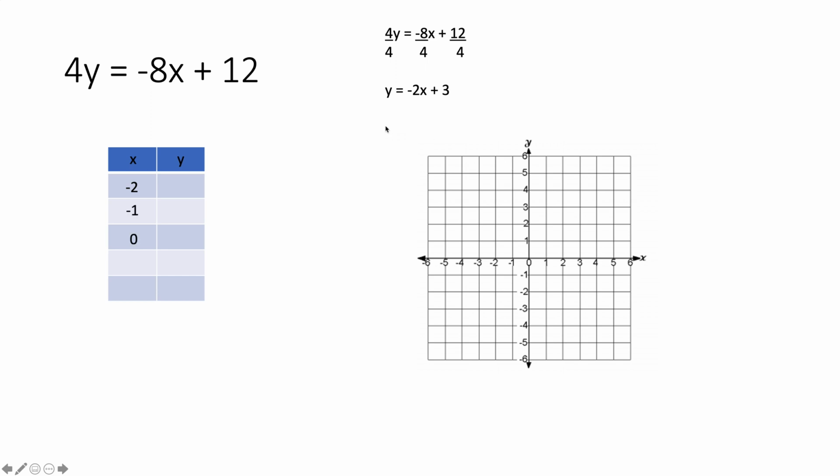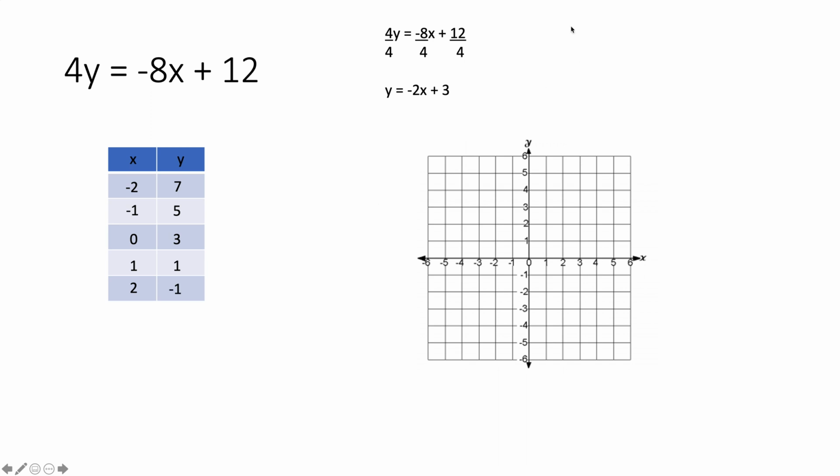Pick some x values. I'll go negative 2 to 2. Plugging the x values into the new equation, negative 2 times negative 2 is 4, plus 3 is 7. Negative 2 times negative 1 is 2, plus 3 is 5. Negative 2 times 0 is 0, plus 3 is 3. Negative 2 times 1 is negative 2, plus 3 is 1. And negative 2 times 2 is negative 4, plus 3 is negative 1.